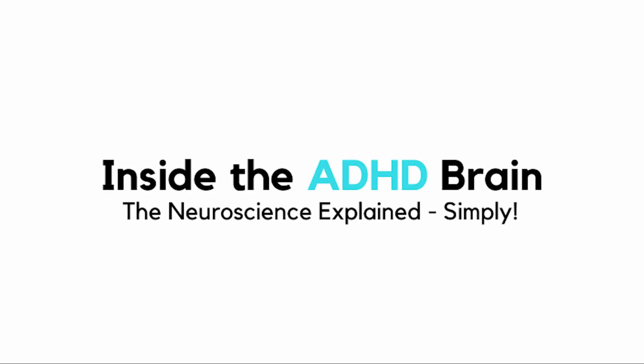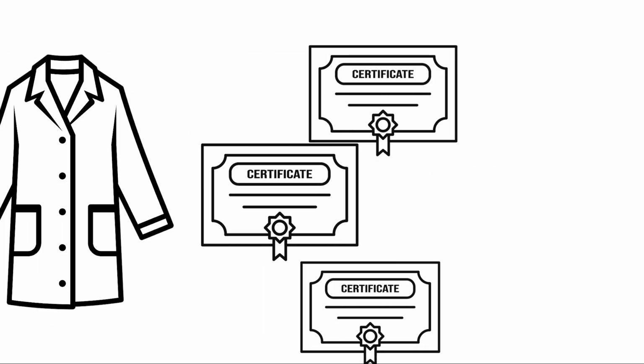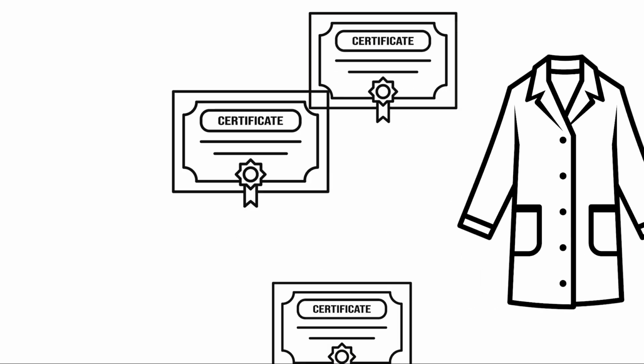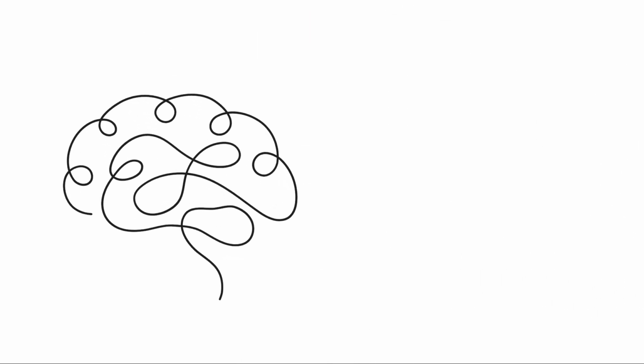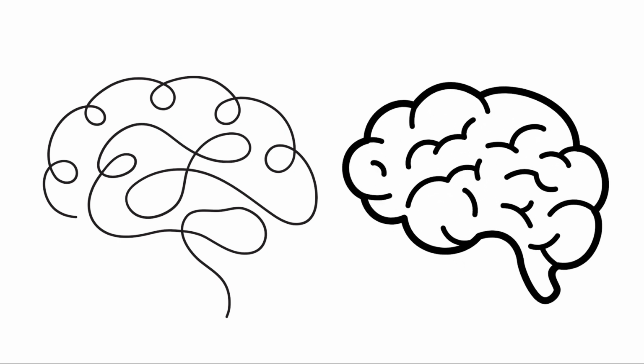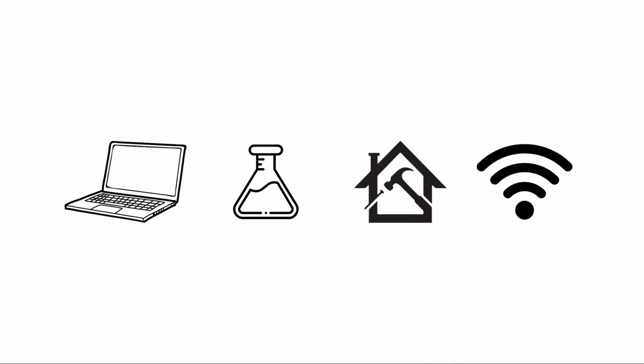Ready to feel like a scientist? Let's go. You might think you need 3 degrees and a lab coat to understand neuroscience, but when it comes to understanding how the ADHD iOS works differently from the neuronormal iOS, it boils down to just 4 key pieces.